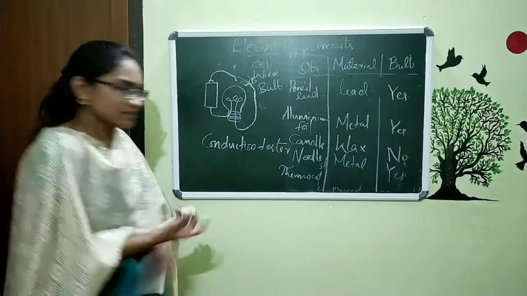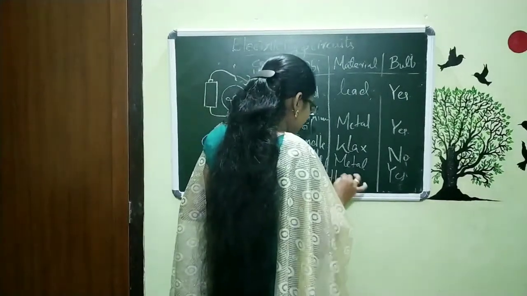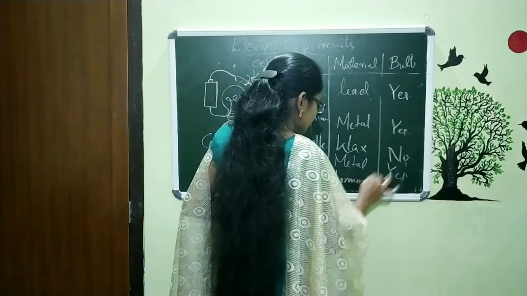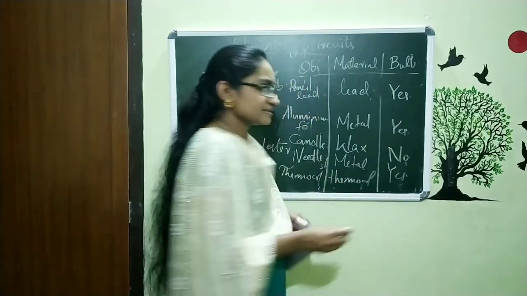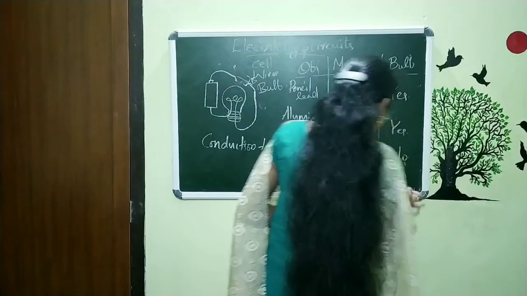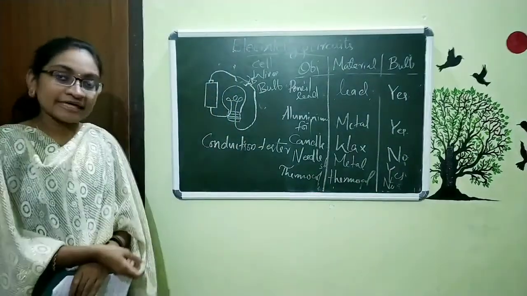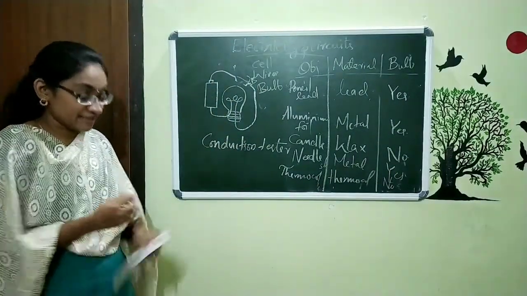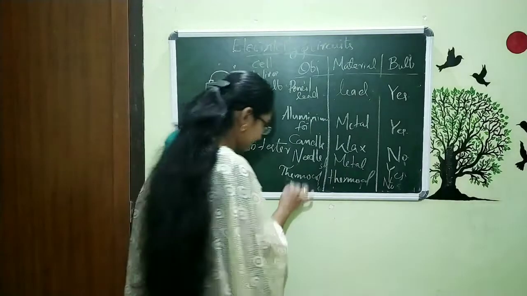What is the material? We can say it is thermocol itself. Does it conduct electricity? That means, does the bulb glow? No, the bulb does not glow. That means this thermocol is an insulator, not a conductor. The next is paper.